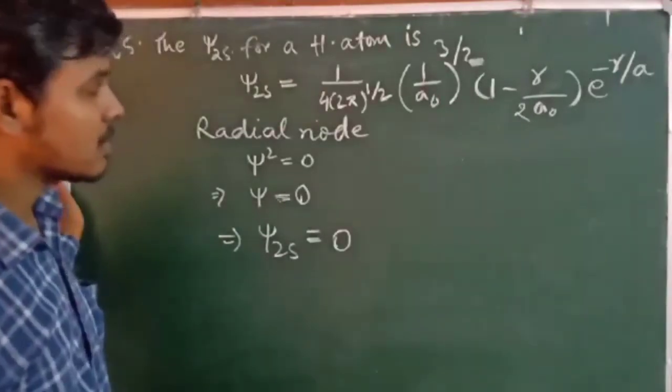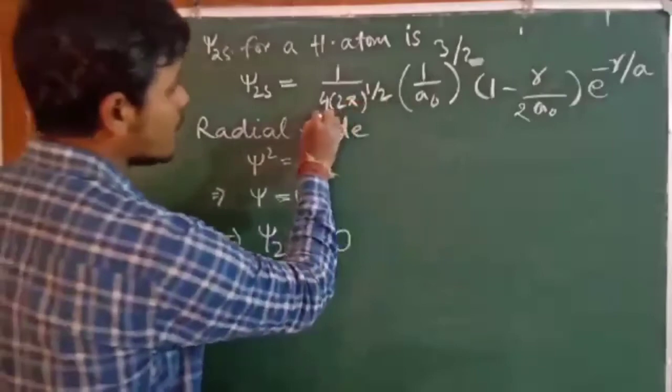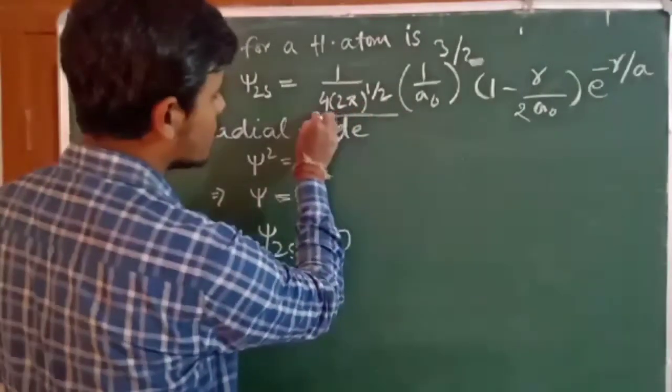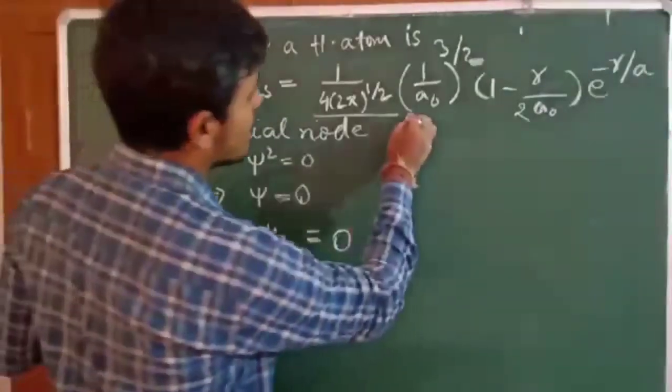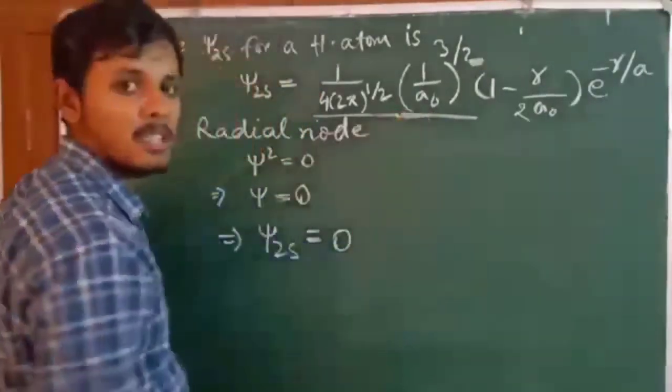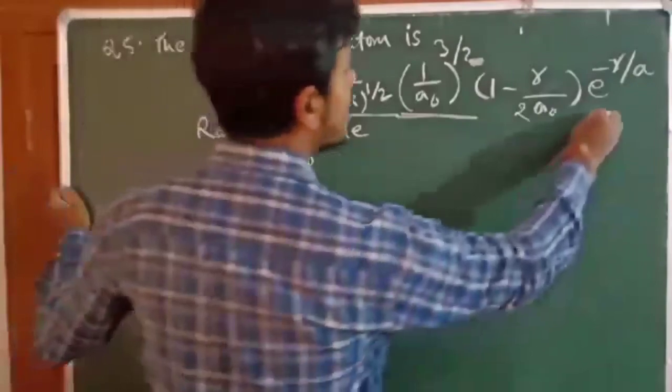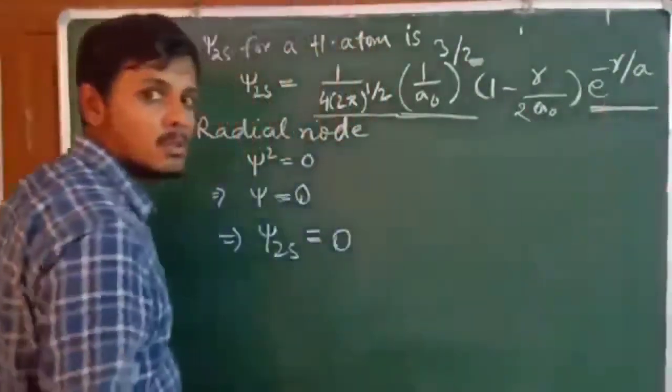Now if we carefully see the psi 2s expression, 1 by 4 into 2 pi to the power half is a constant, this can never be 0. 1 by a naught to the power 3 by 2 can't be 0. E to the power minus r by a naught also can't be 0.